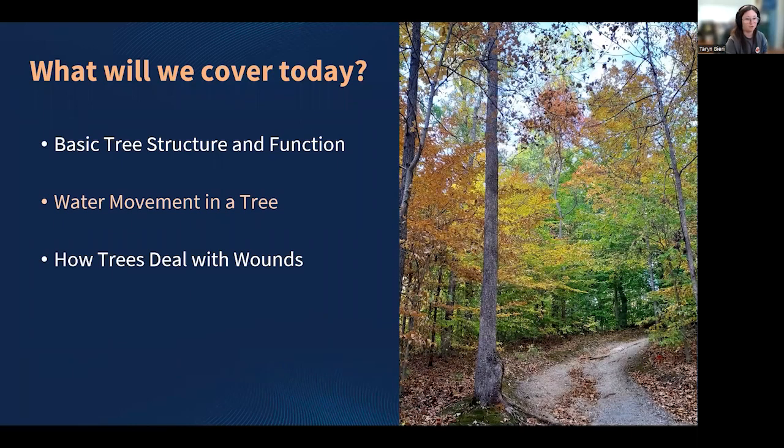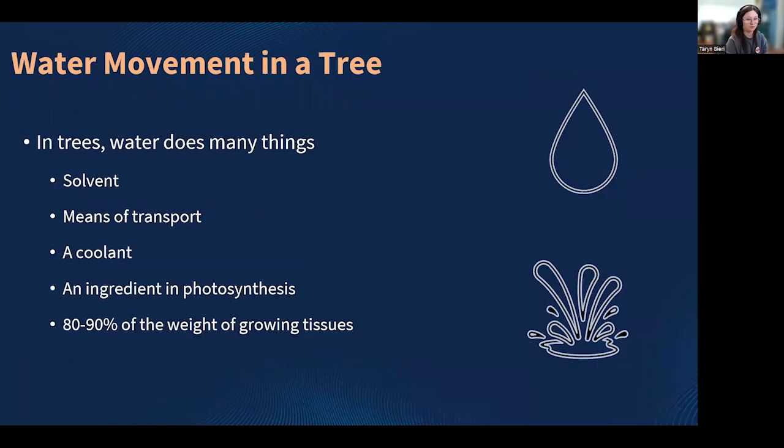So now we'll move on to water movement in a tree. So in trees, water does a variety of things. It acts as a solvent. It's a means of transport for those nutrients and other solids. It can act as a coolant for the tree. It's an ingredient in photosynthesis, and 80 to 90% of the weight of growing tissues in the tree is made up of water.